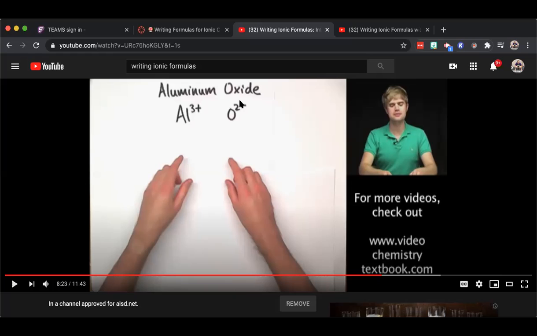That's the only way I'm going to get balanced because of the numbers for the charges, because 3 and 2 are both prime numbers. 3 is odd. They don't have anything in common except for the next highest thing, which is 6. So if I want to have a +6, how many more aluminums do I need to add?